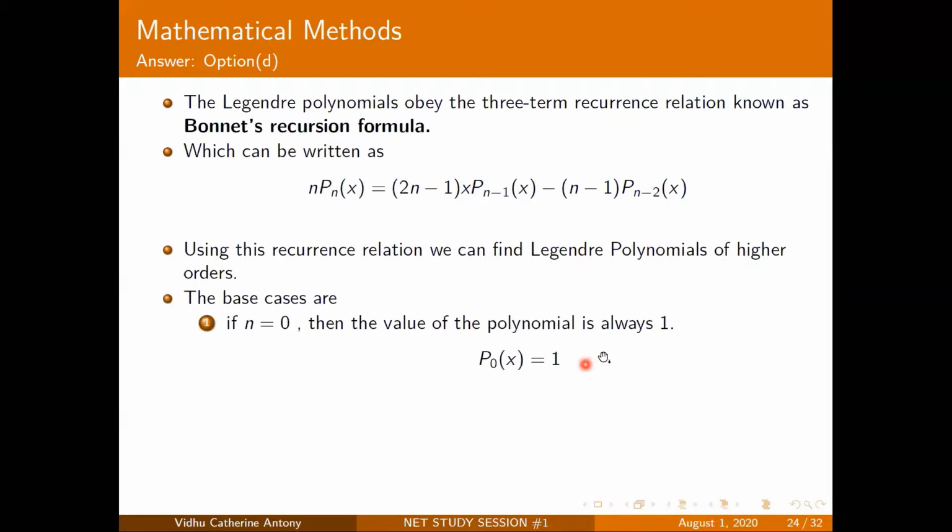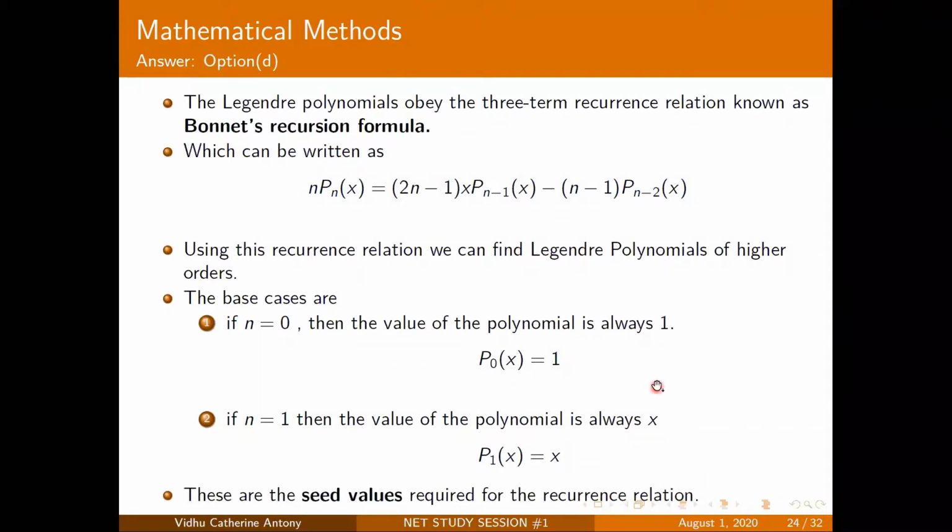Now one thing that you have to remember is the two base cases. These are pretty simple to remember. If n is equal to 0, then the value of the polynomial is always 1, so your p0 of x is 1. And the next one, if n is equal to 1, then the value of the polynomial is always x, so p1 of x is x. These are basically the seed values. You call them seed values because they help you grow the other polynomials from these two. These are the seed values for your recurrence relation.